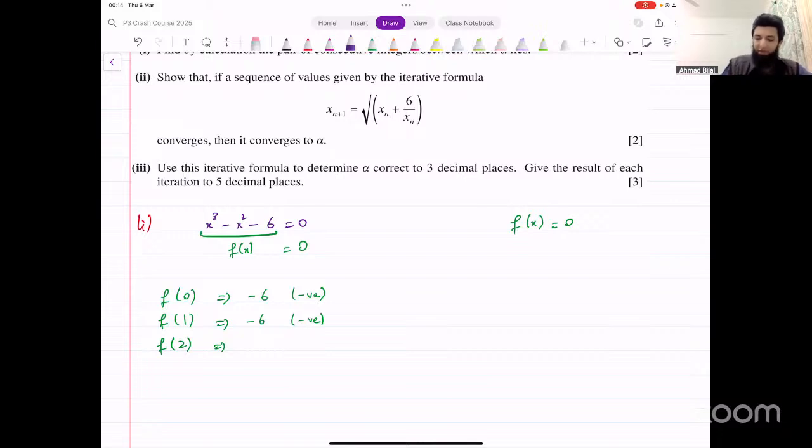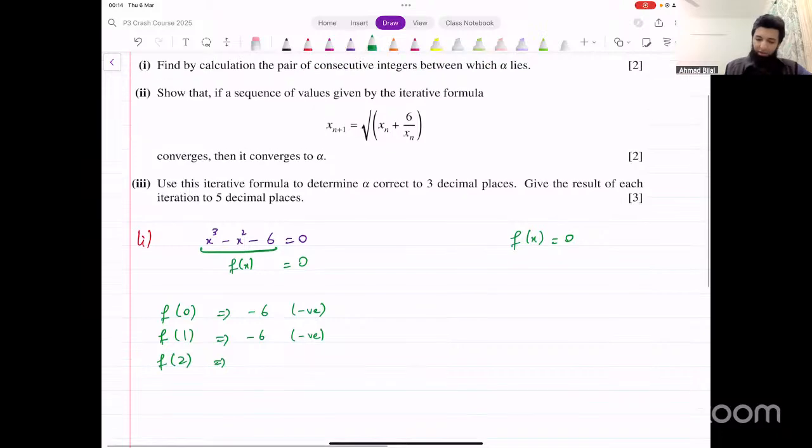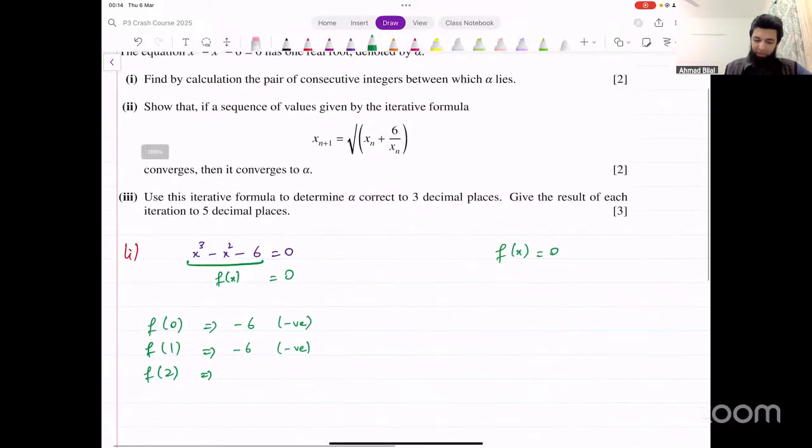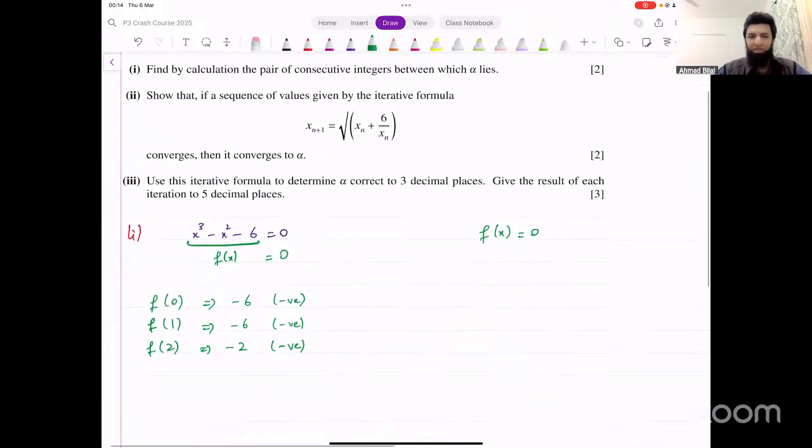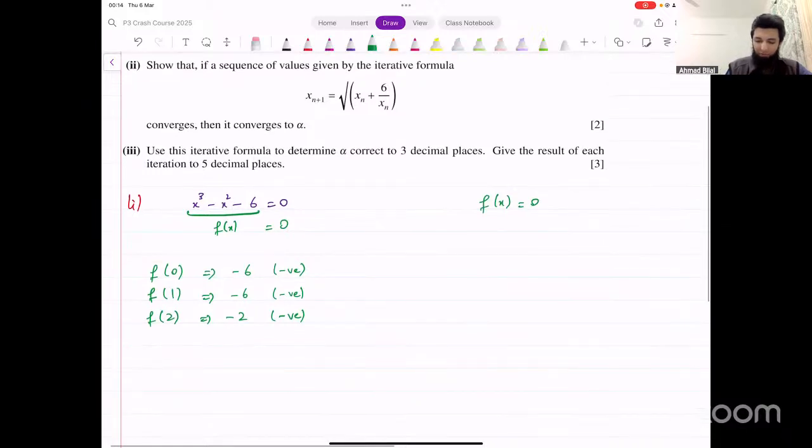But then you have f of 2. What would that be? F of 2 would be 8 minus 4 minus 6, which is -2. This is again negative. Again, the sign is not changing yet. All of these values are negative. Okay, let's try 3. At 3, you would have 27 minus 9 minus 6, which is 12. This value is positive.